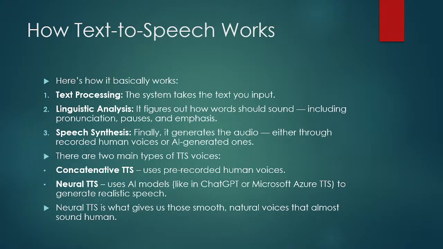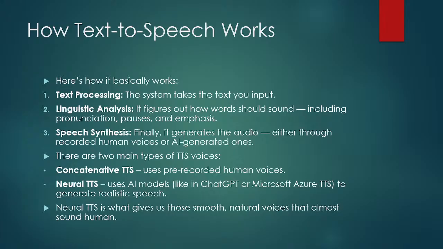So there are two main types of text to speech. There is the concatenative text to speech, which is the one we are going to be using in this video. It's going to be a pre-recorded human voice. So we want to be using a pre-recorded human voice to transcribe text to an audio format. Now there's the neural text to speech.